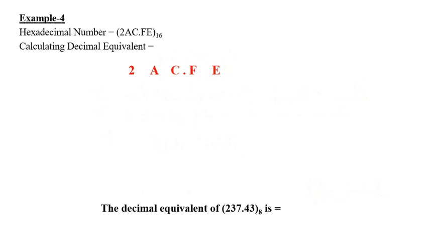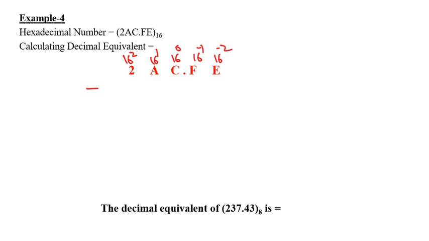So in the fourth example, a hexadecimal number is given, that is 2AC.FE, and we are asked to convert it into decimal. As usual, we will first find the positional values. In this case, the positional values vary with 16 power 0, 16 power 1, and 16 square. For the fraction, it is 16 power minus 1 and 16 power minus 2.